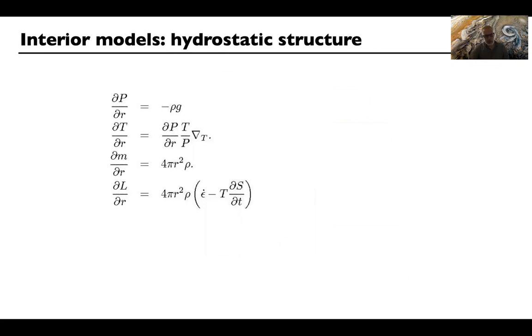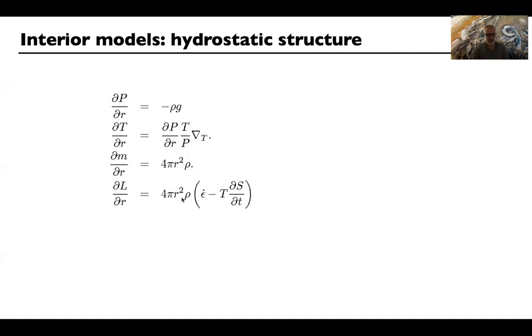Then we're using the same equations as for the stellar structure. So basically the hydrostatic equilibrium, the thermodynamic equation that is just a definition of this nabla T, but depending on the transport mechanisms, whether you're convective or radiative, this equation will be written slightly differently. And so that allows you to calculate temperature. Then you have mass continuity here, and then you have energy continuity here.